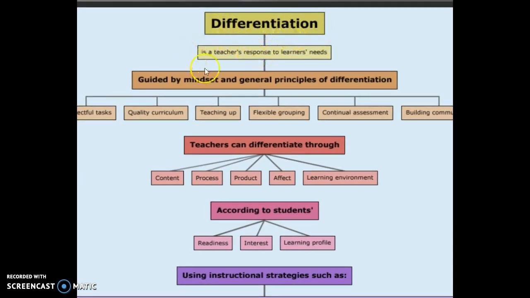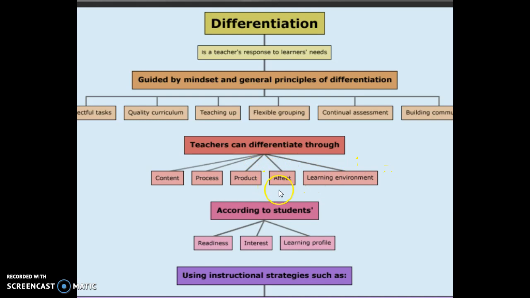So here's differentiation. This is the teacher's response to the learner's needs. And these are the principles that guide how we differentiate. Tasks, curriculum, teaching, flexible grouping, assessment that's done throughout the lesson, and building community. And we can differentiate the content, what we teach, how we teach it, how the information is assessed, affect, and learning environment.